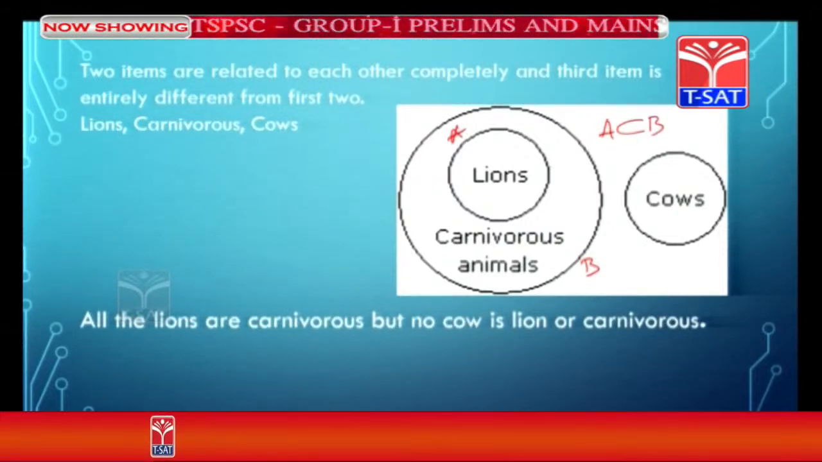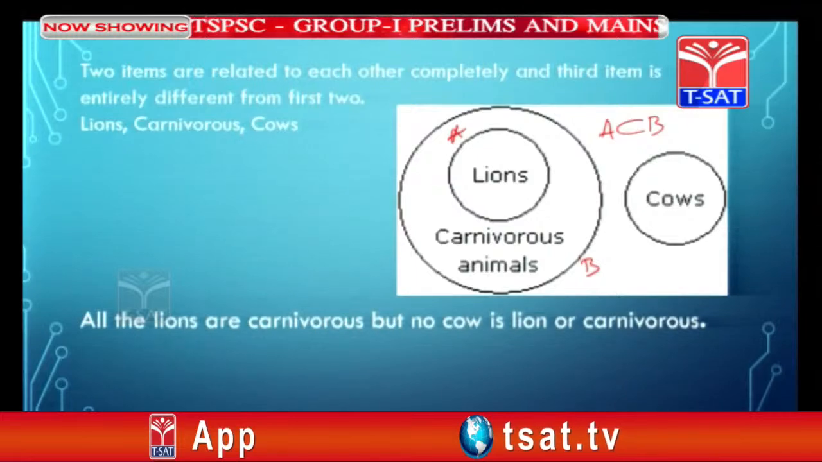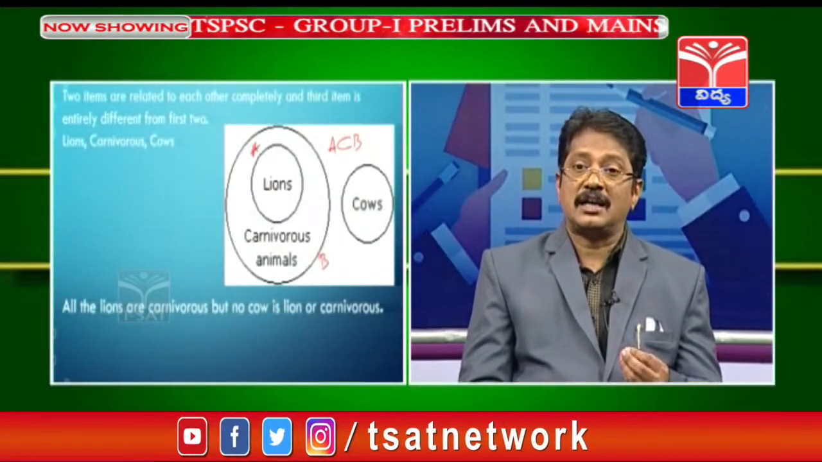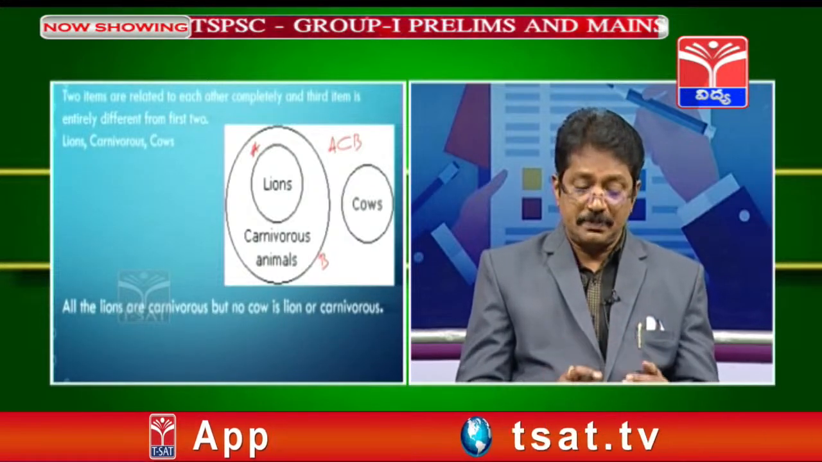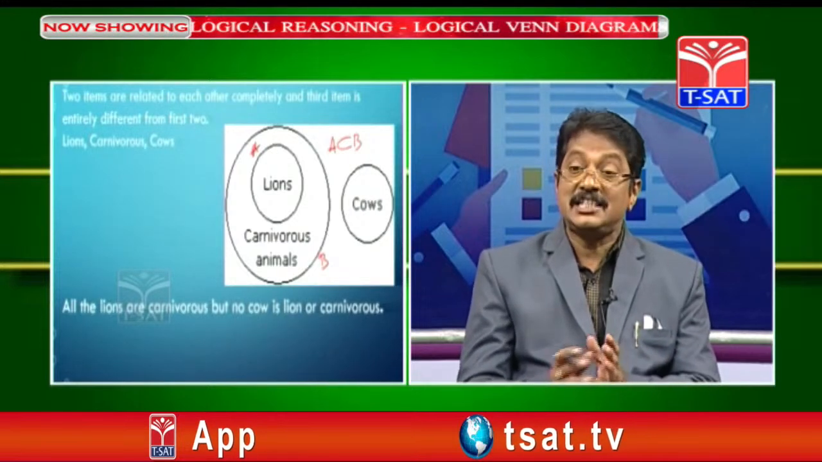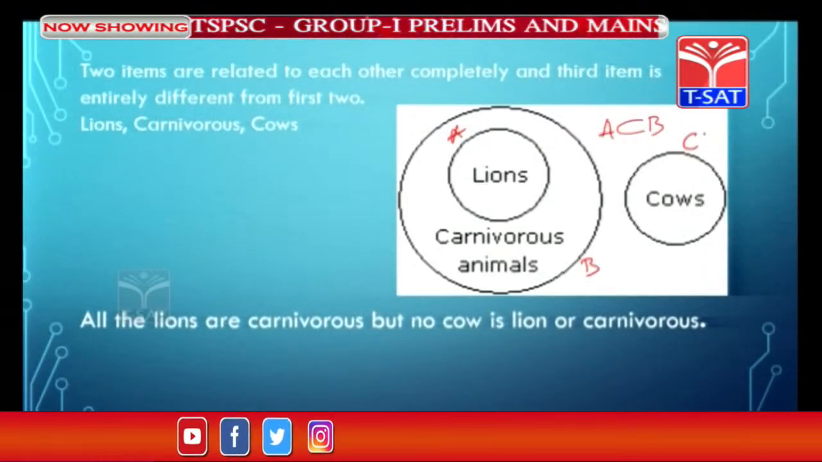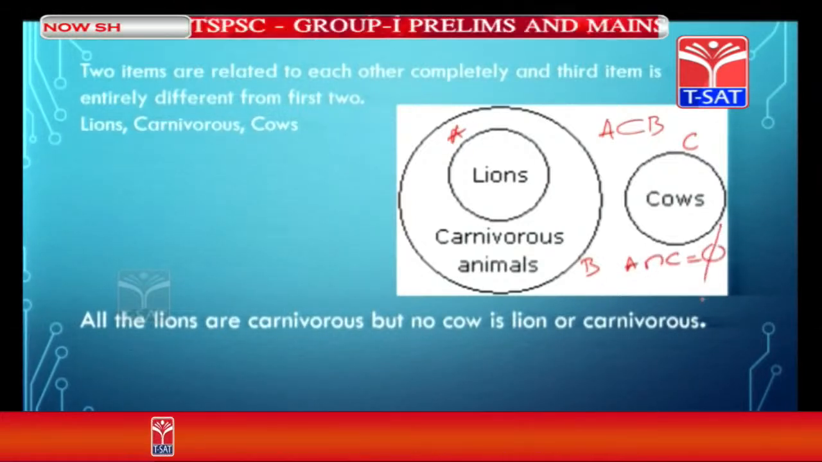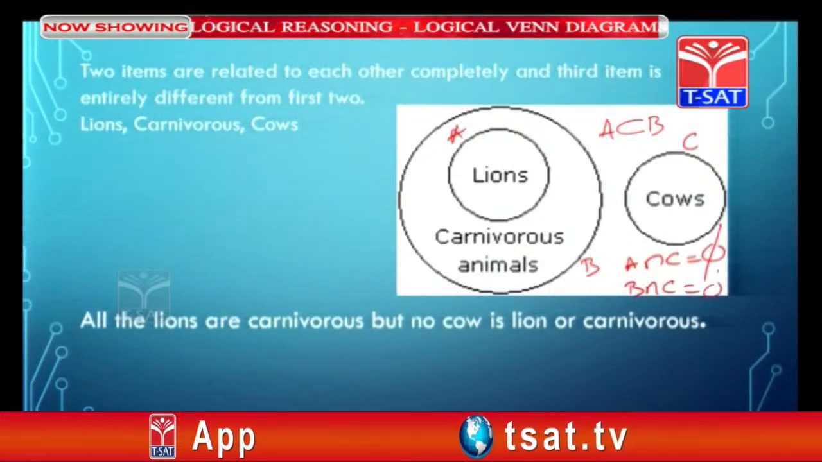But if you take it that no lion is a cow and no cow is a lion, correct? So, neither lion nor cow are the same. And at the same time, cows are not carnivorous animals, they are not flesh eaters. So, simply, lions and cows are disjoint sets. Say for example, if you represent cows with C, then you can say A intersection C is phi. This is called the null set. Even B intersection C is also a null set.